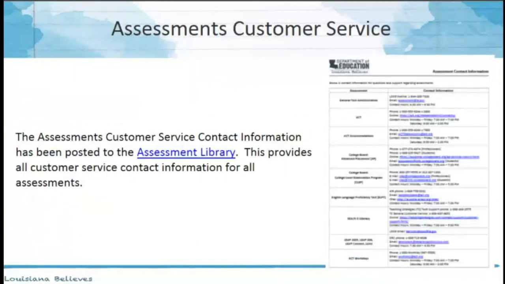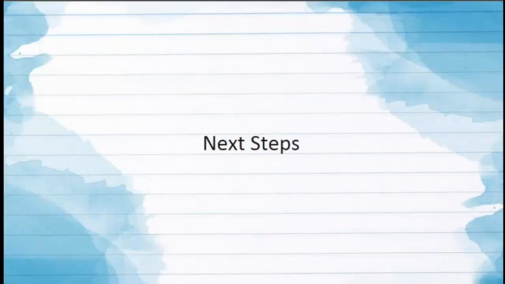Also, just another little cheat sheet for you all. We have an assessments customer service one-pager that is now in the assessment library. This lists all of our assessments with their hours of operation for customer service, their emails, phone numbers, and any other information that would be important. It is a one-pager you can print out for everything. So it has K-3 stuff, ACT, CLEP, AP, LEAP 2025, ELPT. It has everything on one page so that you and your school test coordinators have that at a glance.